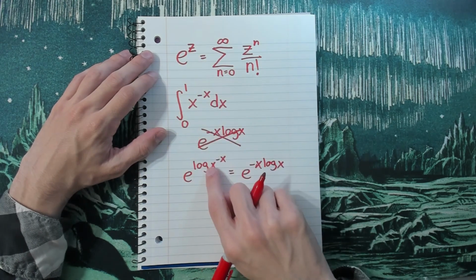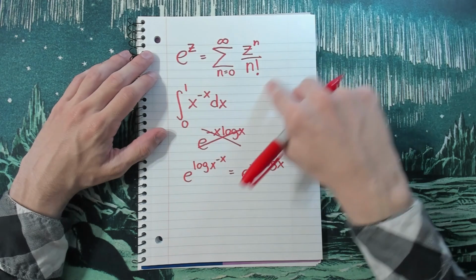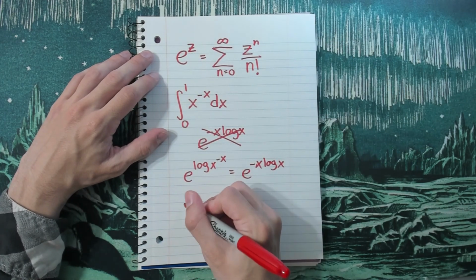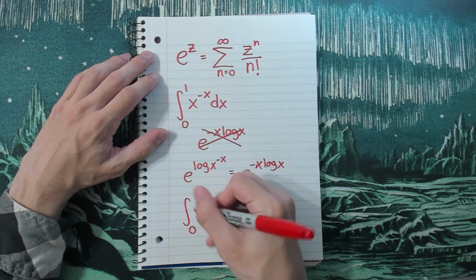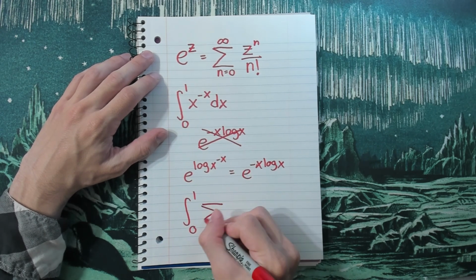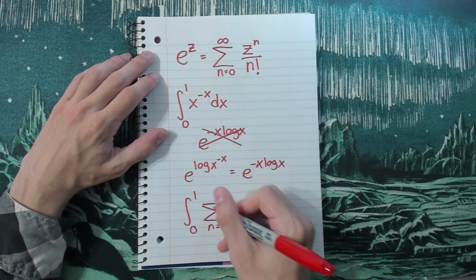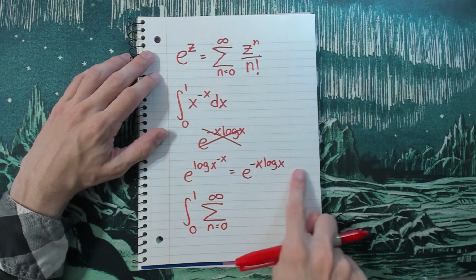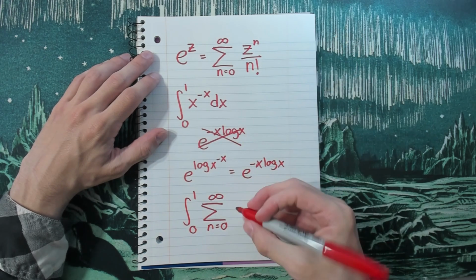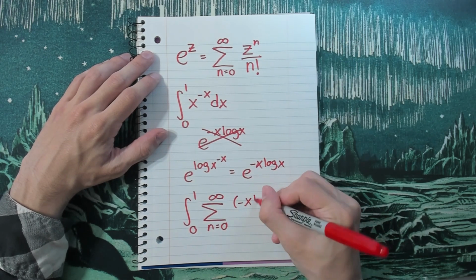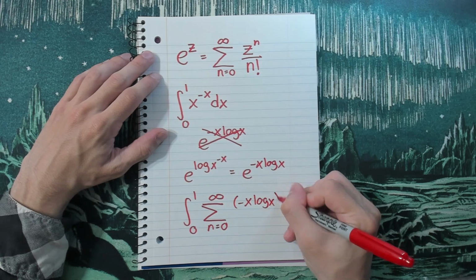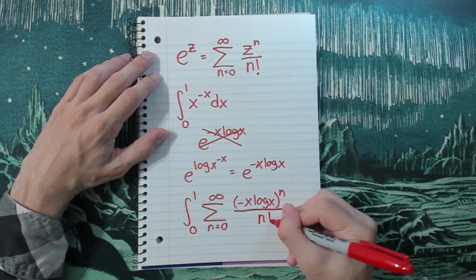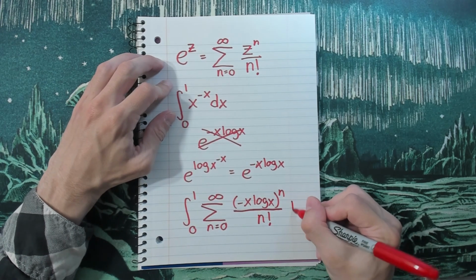Now, e to the power of z, you just put the z in this formula for the power series. So what's the power series of this thing? Well, what we're going to end up with is a power series from n equals 0 to infinity, where I just replace the z with negative x log x, all to the power of n, all over n factorial, and we've got the dx, like so.